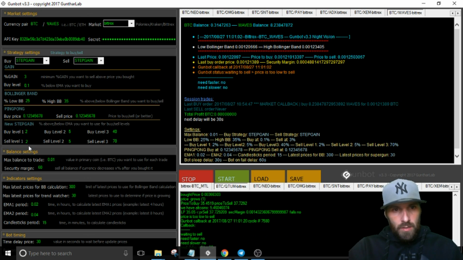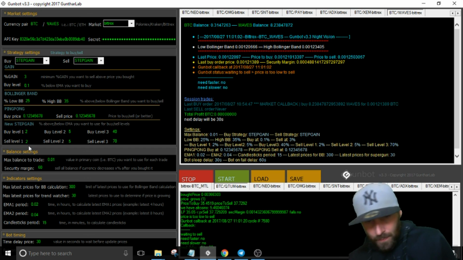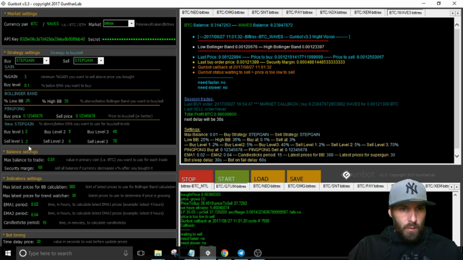So what Stepgain is good for is coins that usually see steep spikes, or, God, I don't know why this thing's blowing up. Sorry about that, guys. Coins that see steep spikes or pumps, Stepgain would be good for that.